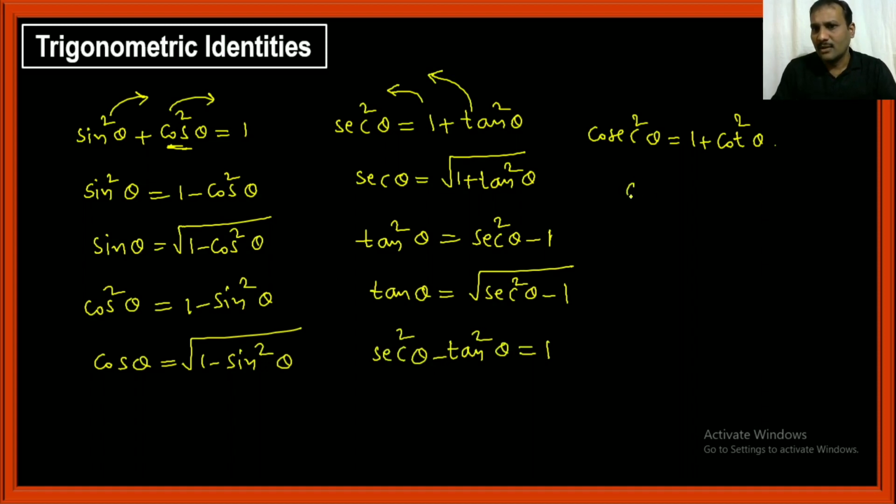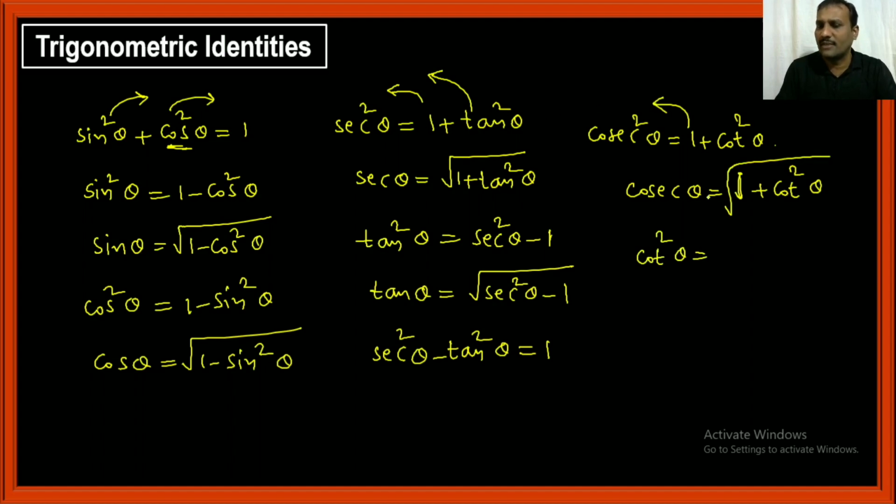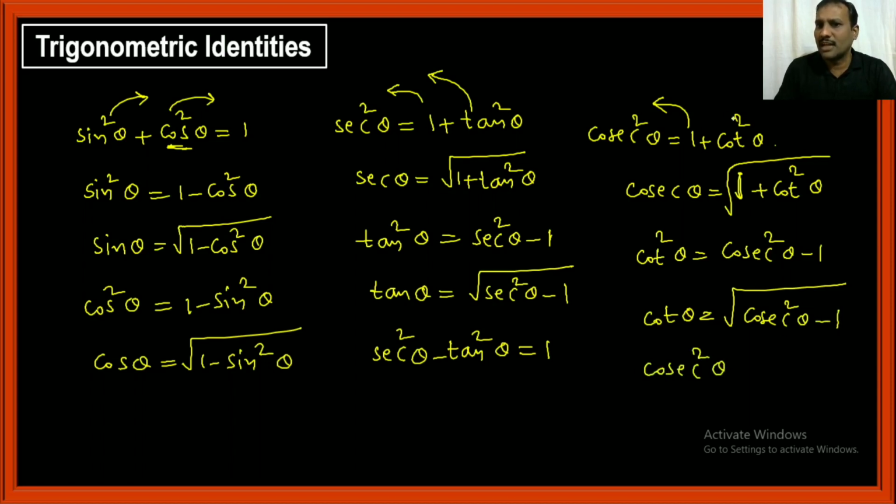Similarly, here cosec theta can be written as under root 1 plus cot square theta. And cot square theta can be written as, if you transpose 1 to the left side, cosecant square theta minus 1, and cot theta is equal to under root cosecant square theta minus 1. Finally, if you transpose cot square theta to the left side, cosecant square theta minus cot square theta is equal to 1. So these are the different formulas you can derive from the three trigonometric identities.